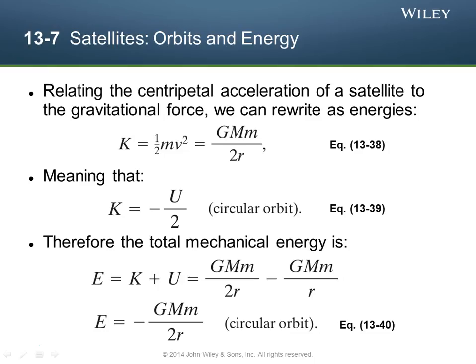With a satellite, or an object that's orbiting a central object, we can relate the centripetal acceleration to the gravitational force. And when we do that, using kinetic energy equal to 1/2 mv squared, we basically get that the kinetic energy is equal to negative U/2, or half of our potential energy. And so that means the total mechanical energy of a satellite is going to be the kinetic plus the potential.